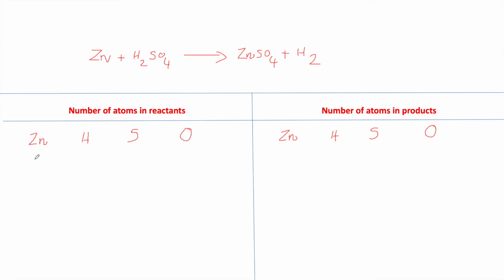So for Zn, the number of atoms I will write here. It is 1. For hydrogen it is 2, for sulfur it is 1, for oxygen it is 4. Here, zinc 1, hydrogen 2, sulfur 1, oxygen 4. See the number of atoms on both the reactant and product side. Zinc is 1, hydrogen is 2, here also 2, sulfur is 1, here also 1, oxygen 4, and the product side also oxygen 4. This means this equation is already balanced. We don't want to balance it again.